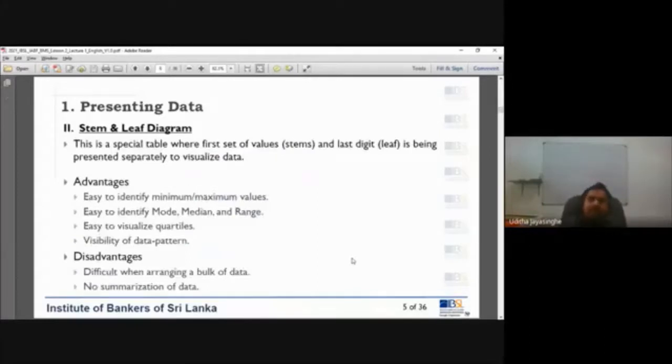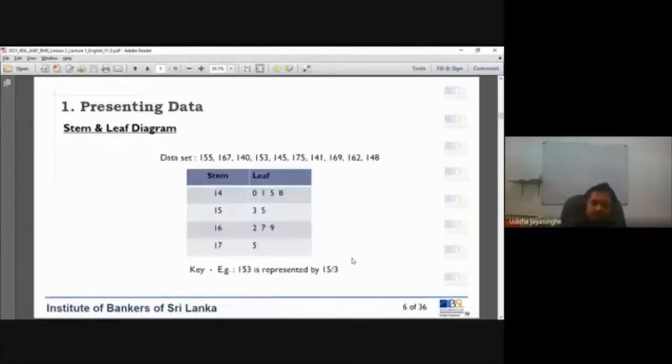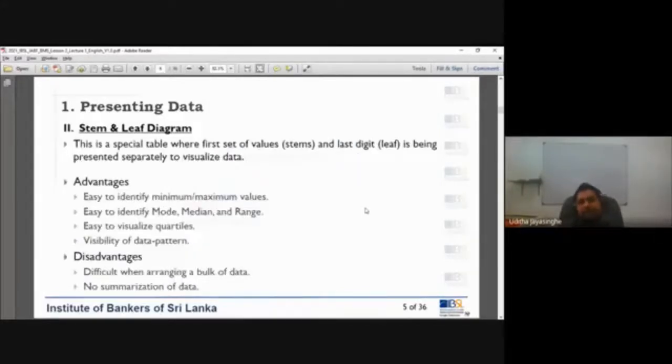So like the previous method on array of data, it's easy to identify the minimum and maximum values. Easily you can scroll here and see this is the minimum value and this is the maximum value. So compared to this raw form of data set, when you represent it in this nice stem and leaf manner, it's easy to always identify the min max value. Mode, median, and range, similar argument. Quartiles is also another representation of data set. Now, quartiles is nothing but the 0, 25, 50, 75, and 100 position of a particular data set.